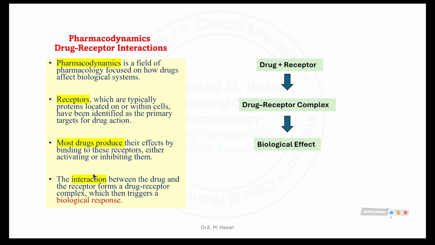Moving to the interaction now. When the drug interacts with the receptor, this leads to the formation of something called a drug-receptor complex, which then triggers a biological response. If you look at this algorithm here, when the drug binds to the receptor, it forms the drug-receptor complex. This drug-receptor complex produces the biological effect.